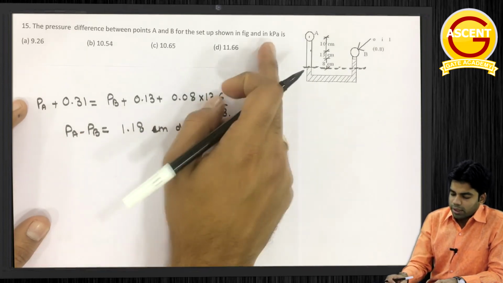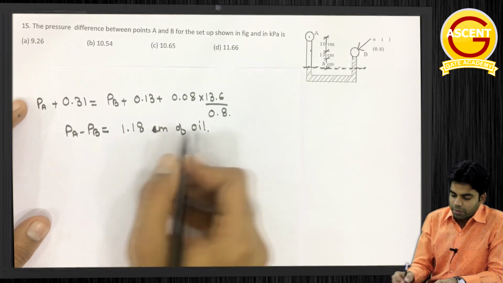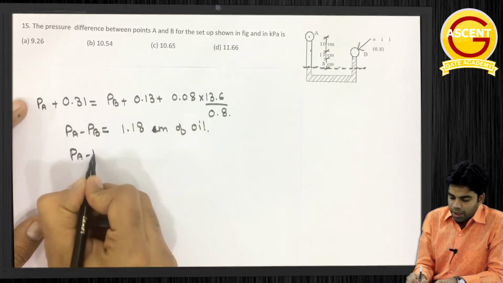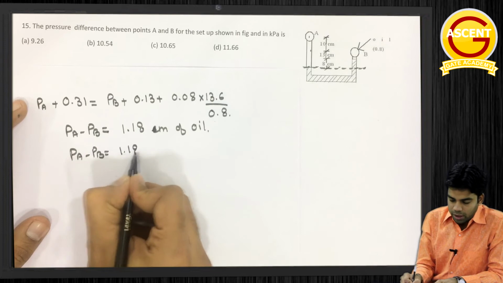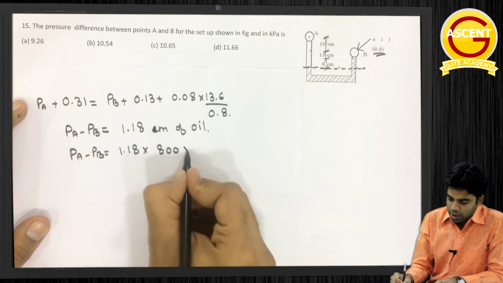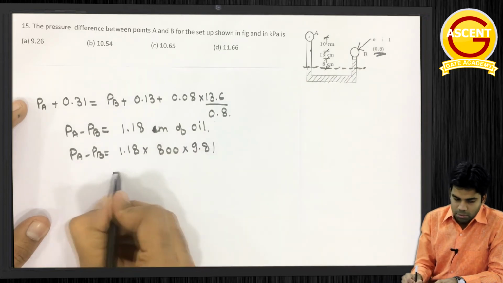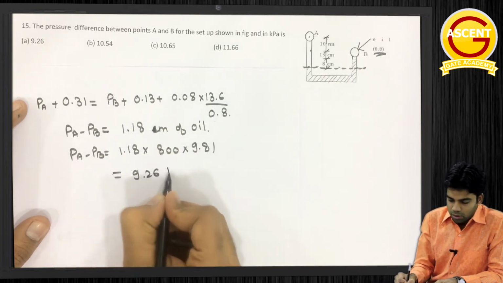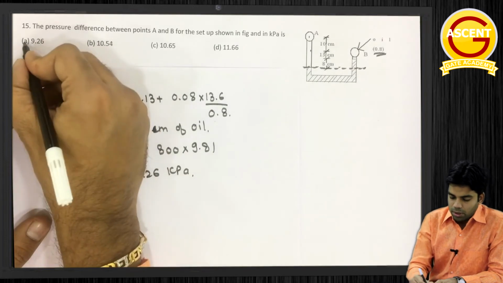Now if you want to calculate it in kilopascal, just multiply it by rho g. So PA minus PB is equal to 1.18 into rho, which is 800 (0.8 is the specific gravity), into g, which is 9.81. So this pressure difference is equal to 9.26 kilopascal. Okay, so the answer should be A.